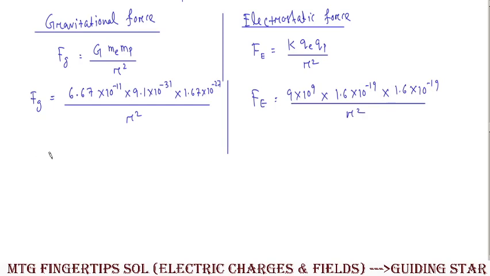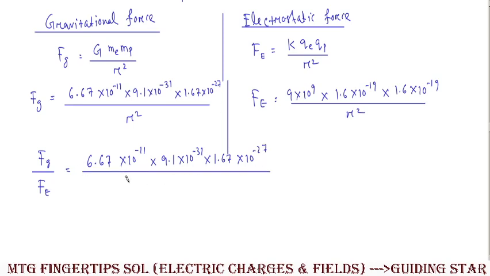So in this particular case, if we take the ratio of these two, that means Fg upon Fe, how much will it come out to be? The r square will cancel out. So finally the value will be 6.67 into 10 to the power minus 11, into 9.1 into 10 to the power minus 31, into 1.6726 into 10 to the power minus 27, whole divided by 9 into 10 to the power 9, whole into 1.6 into 10 to the power minus 19, into 1.6 into 10 to the power minus 19.